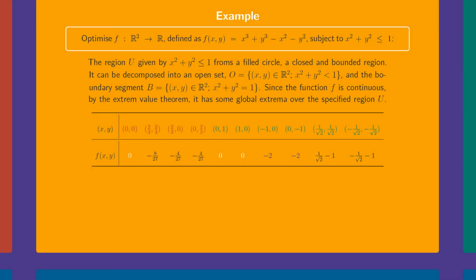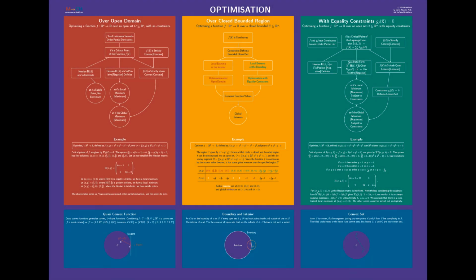At this point we have an exhaustive list of all possible candidates for extrema, so we compare their function values to find the final answers. Among 4 candidates from the interior and 6 candidates from the boundary, we identify 3 global maxima at 0, 0, 0, 1, and 1, 0, and 2 global minima at negative 1, 0, and 0, negative 1. And here you have it!